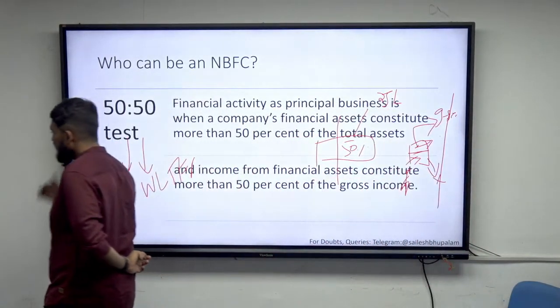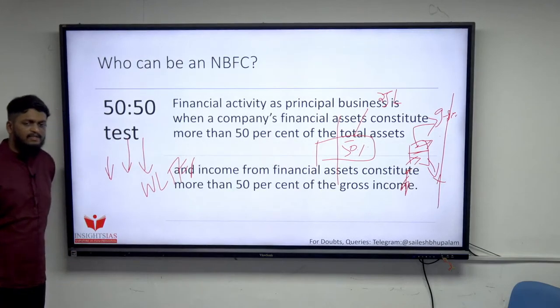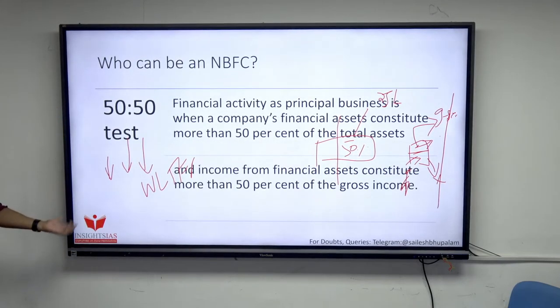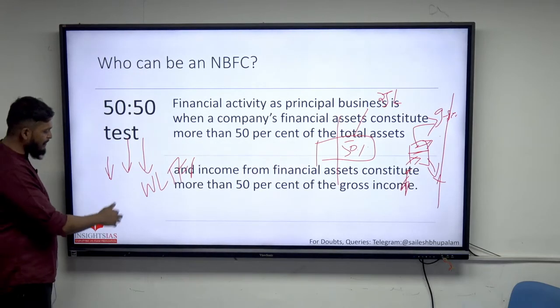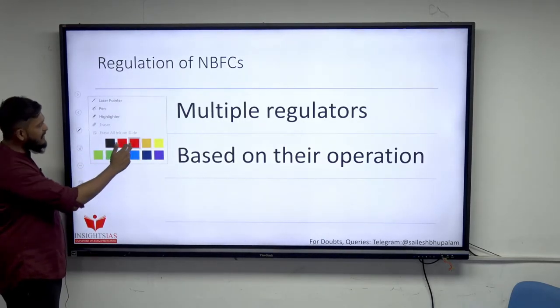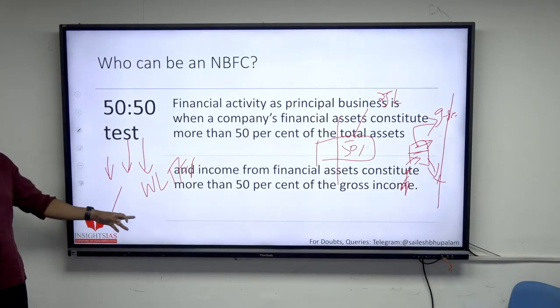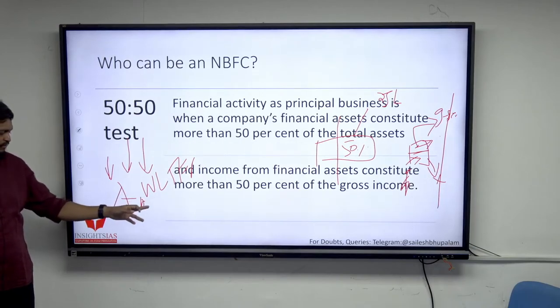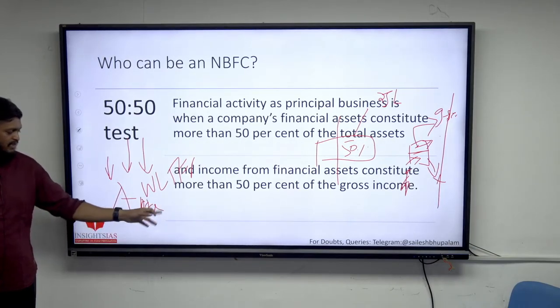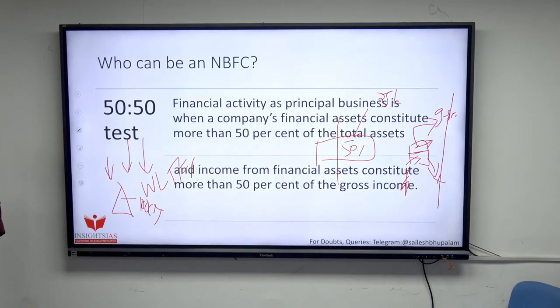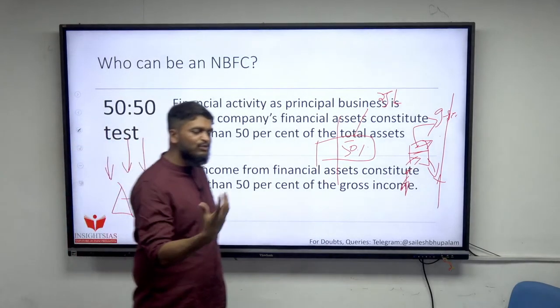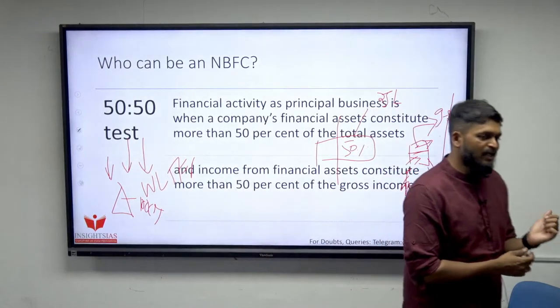Financial asset means, okay, we are coming to this 50-50 test. Who can set up this? Who can be an NBFC? Two conditions need to be satisfied. First condition is, imagine a company's assets, what the company owns, what will be money for this company. Of this asset, imagine if they own 100 crores of assets totally, more than 50 crore of assets should be financial assets. What is the real asset and financial asset we have already seen? Financial asset means what? Bonds, shares, when you give money, you should get back money. That sort of things are financial assets.